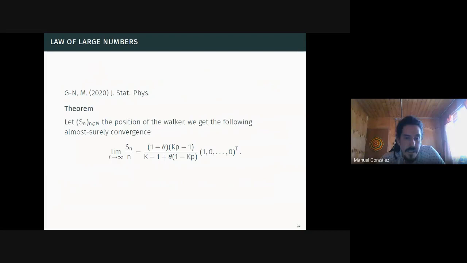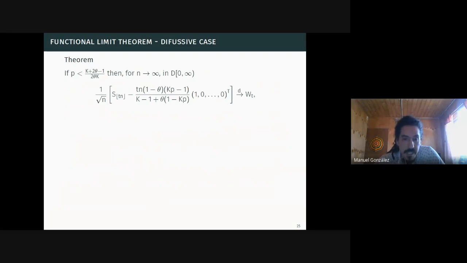In this case, I am looking at the position of the walk, and this limit quantity, of course, depends on the direction that you choose arbitrarily to be the tendency. Okay, I fix the first coordinate. Then this is the law of large numbers. I have the phase transition. The critical value is given by this quantity.